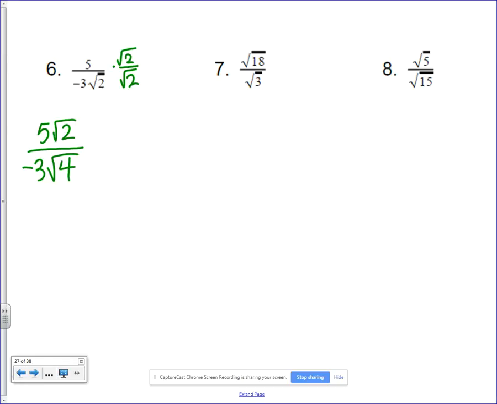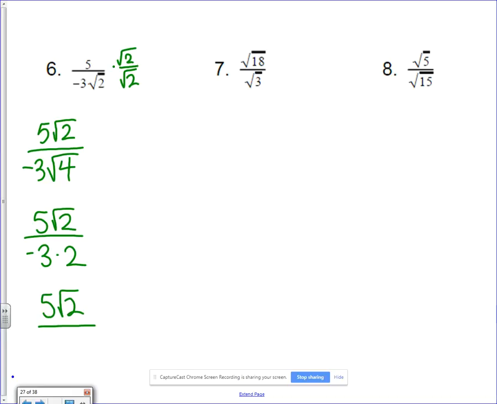Good. Is everybody following James here? He's spot on. He's doing perfect. Okay, well, what is the square root of 4? So this is really negative 3 times 2 down here. And what is negative 3 times 2? Now, folks, does it matter where I put the negative symbol?